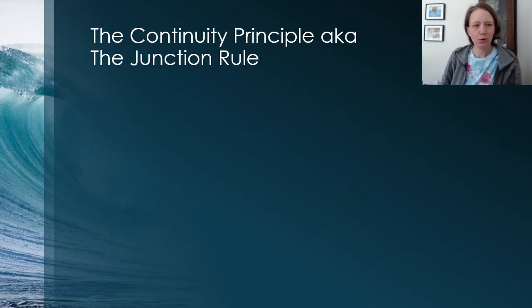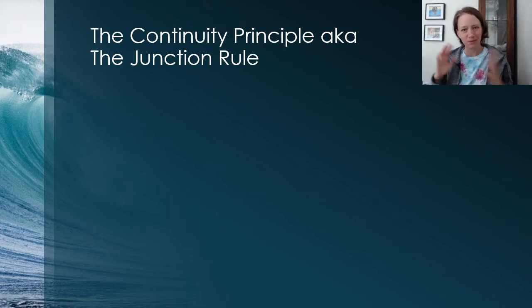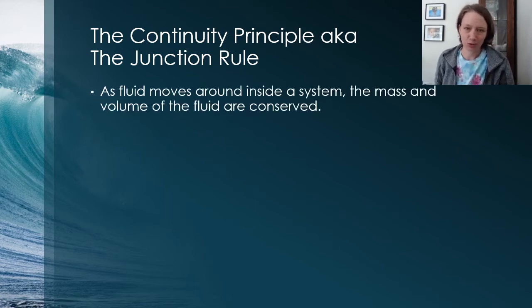So there's going to be two equations that we're going to be deriving in our fluid dynamic unit. One is very simple, straightforward, and then the other one is really complicated. Good news is we're starting with your easy one first. This is known as the continuity principle, aka the junction rule. And there's actually several junction rules in physics, but this is one that applies to fluids.